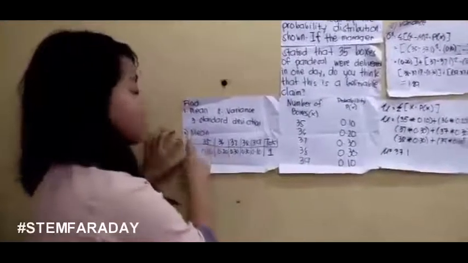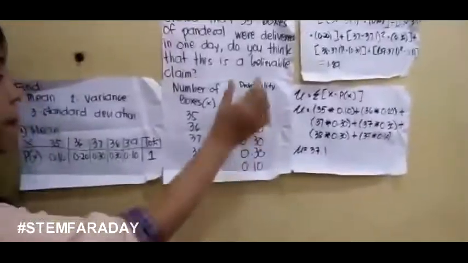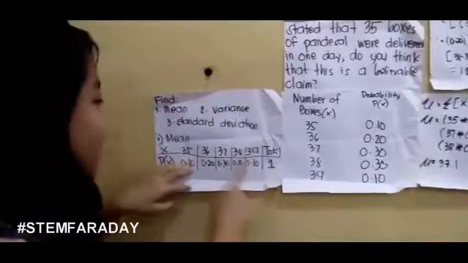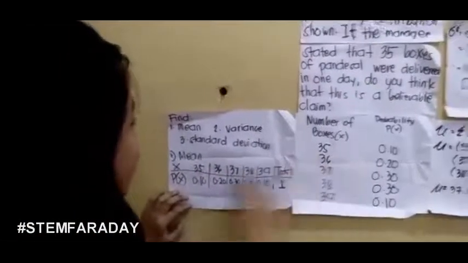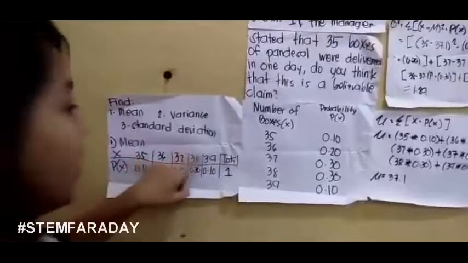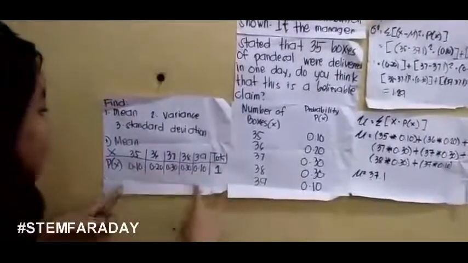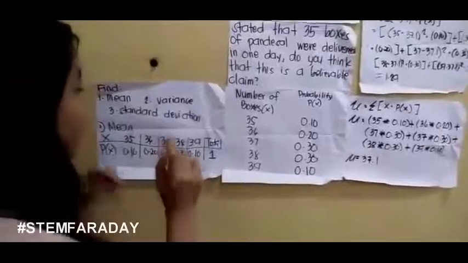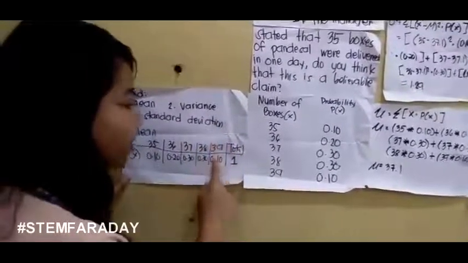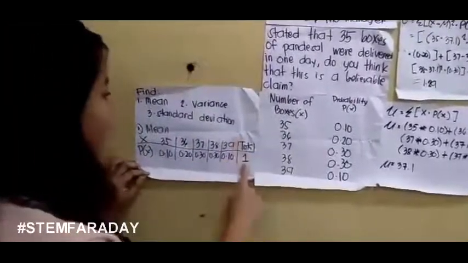The mean. So this is the mean. X represents the number of boxes, while p of x represents the probability. These are the probabilities which we put here. These are the numbers of boxes 35, 36, 37, 38, 39, and the probabilities 0.10, 0.20, 0.30, 0.30, 0.10, and the total is 1. So this is how we get the mean.